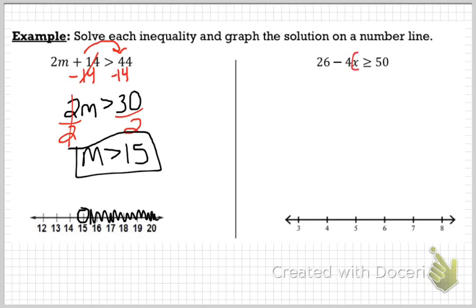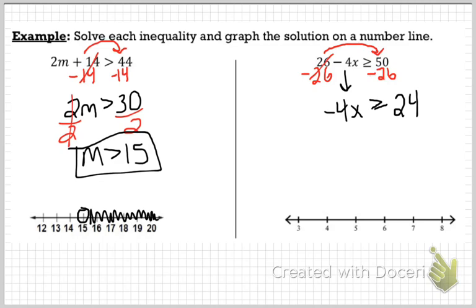We have our variable here. We have a minus 4 multiplying the variable, and we have the 26 that is adding to the variable. So PEMDAS, when we go backwards, we need to get rid of whatever is adding or subtracting the variable first. So we're going to move the 26 over by doing the inverse operation, which is minus. So that cancels. Bring down the minus 4x with the inequality, and we get that 50 minus 26 is 24.